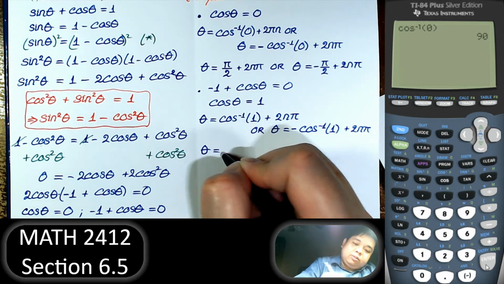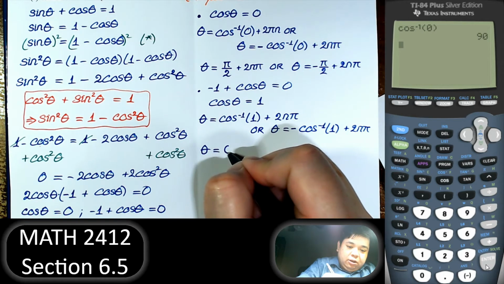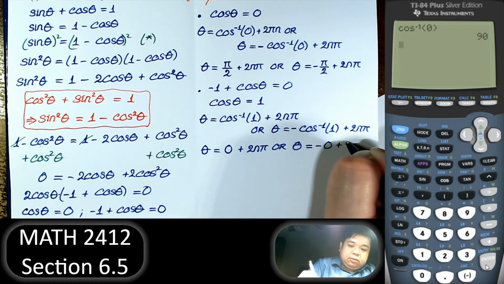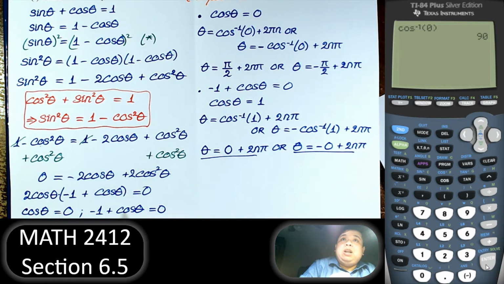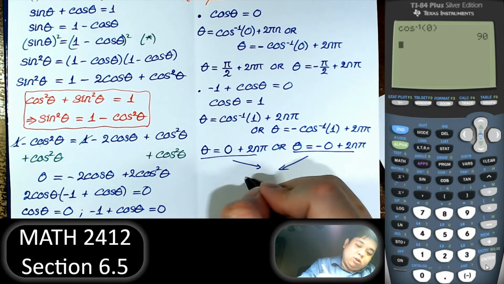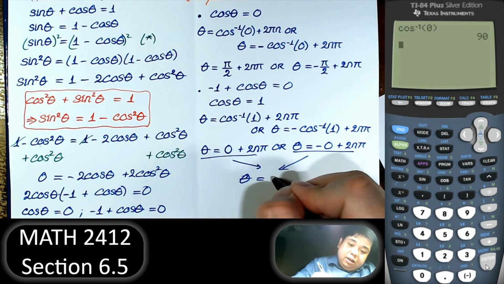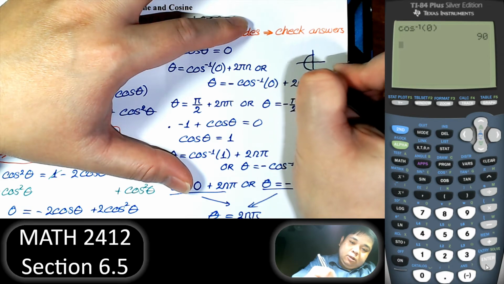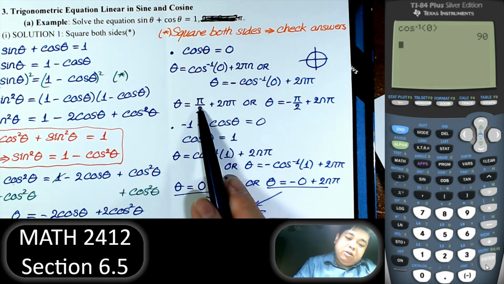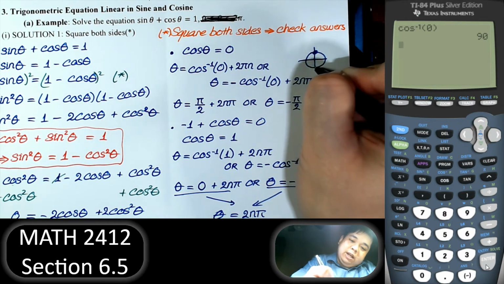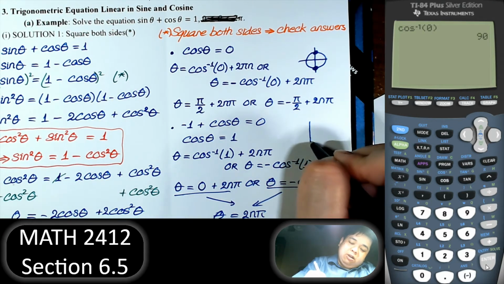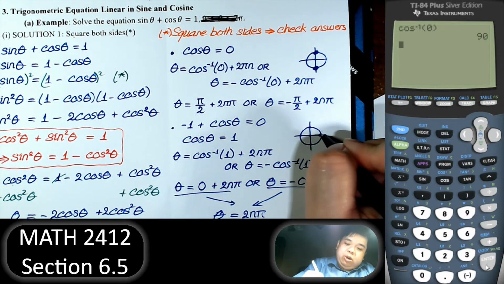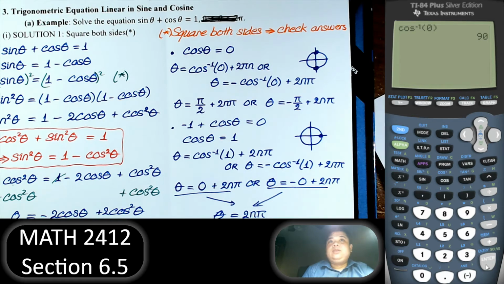So we have theta equal to cosine inverse of 1 is 0, or of course we have negative 0. But those two will be the same because positive 0 and negative 0 are the same. So we only have one answer, 2n pi. So we have the solution here. We have pi over 2 and negative pi over 2 plus 2n pi, so those two values, and then the other one. We have 0, so we have 3 solutions: 1, 2, 3.